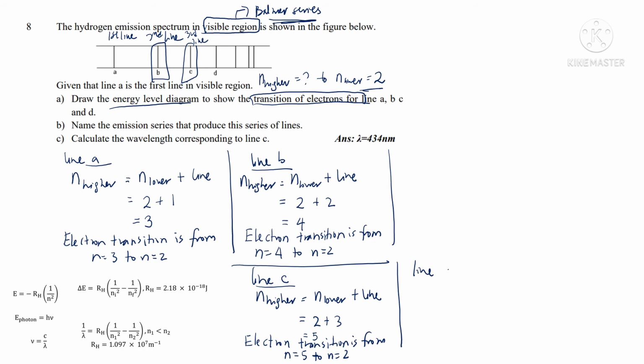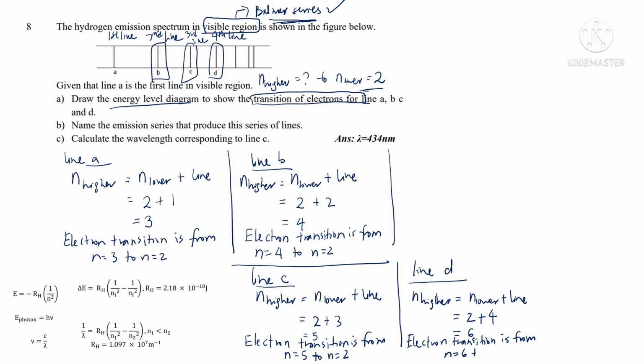For line D, again, the higher energy level is equal to the lower energy level plus the number of the line. Again, this is the Balmer series, so the lower energy level is n equals to 2, and D is the fourth line. Therefore, plus 4 gives us the higher energy level, n equals to 6. So to produce line D, it corresponds to the electron transition from n equals to 6 to n equals to 2.